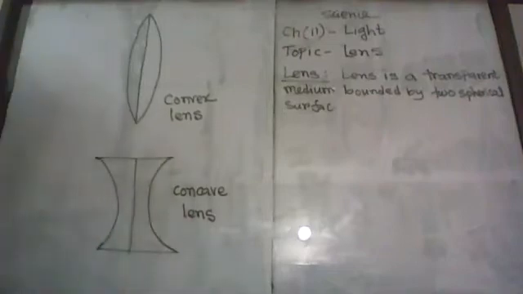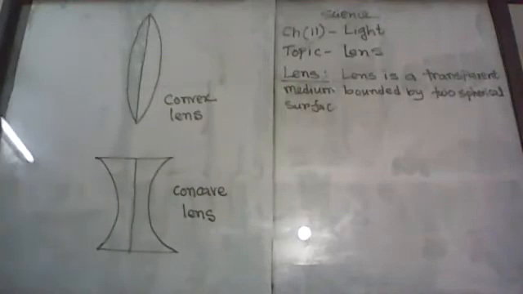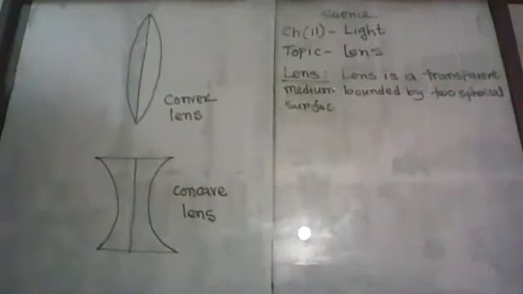So these two lenses are bounded by two spherical surfaces. You can say that here lens is a transparent medium, and this transparent medium is bounded by two spherical surface. I repeat, this transparent medium is bounded by two spherical surface. Okay, so these two are called lens. These lenses are of two types. One is convex, another is concave.